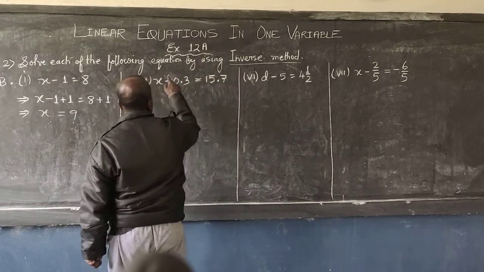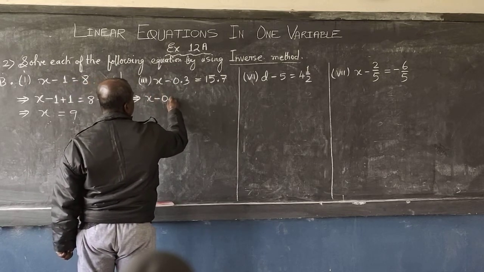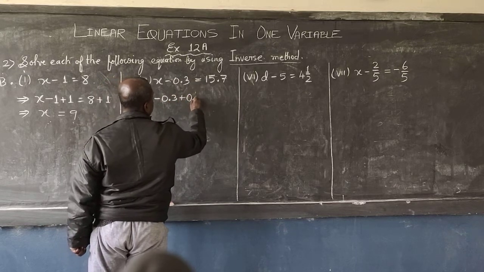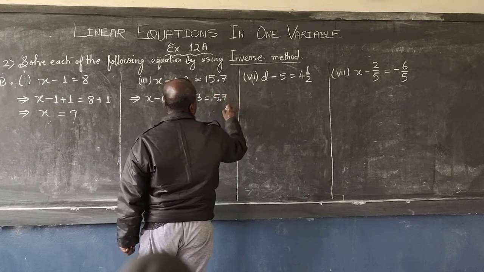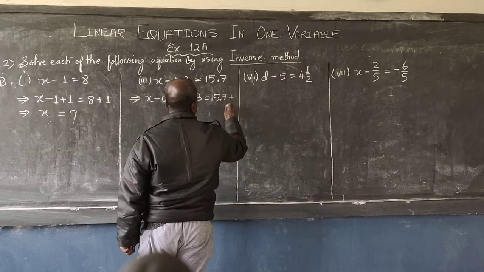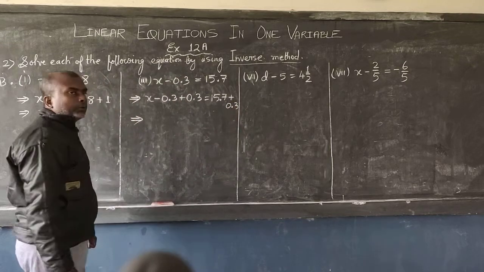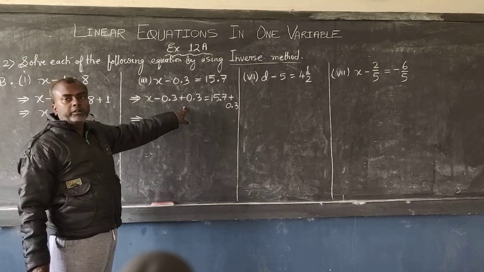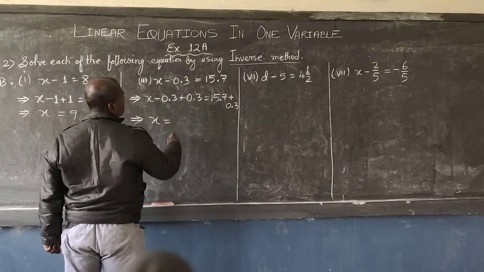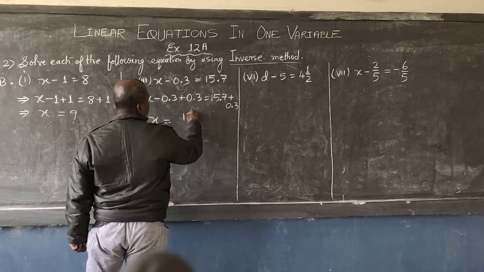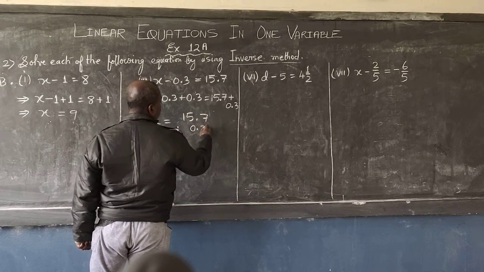Alright, so here you have x minus 0.3. What do we do to remove minus 0.3? We give a plus 0.3. So this side also 15.7 plus 0.3. Now minus 0.3 and plus 0.3 will cancel each other out, and only x will remain on the left side. Now let us solve the right side. You have 15.7 plus 0.3.